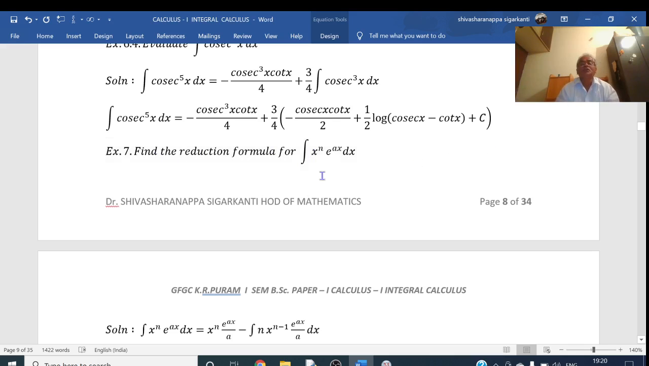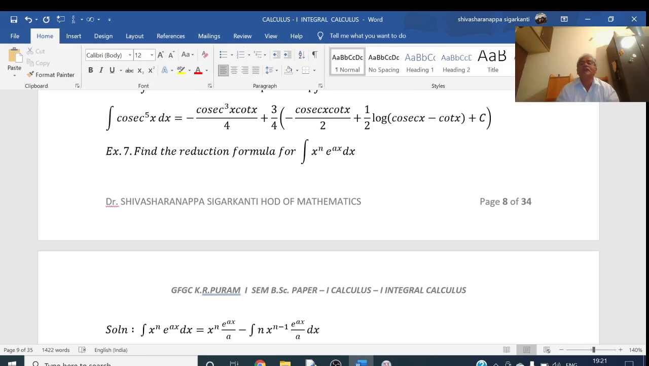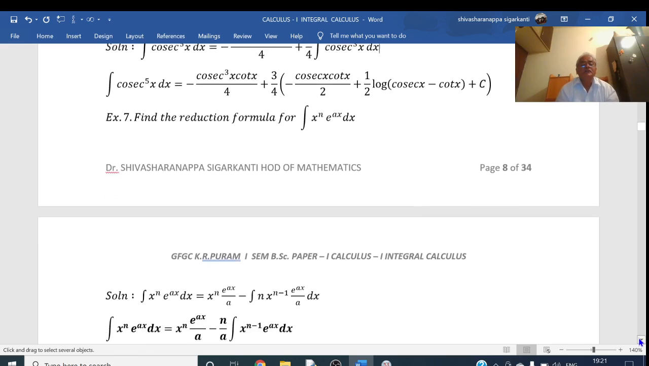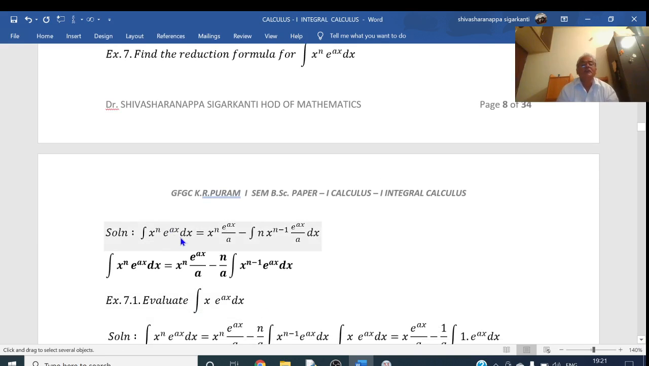First one, find the reduction formula for x power of n into e power of ax. Okay, so here x power of n into e power of ax into dx. I will take first function as x to the power of n and second function as e to the power of ax, and integrating by parts.